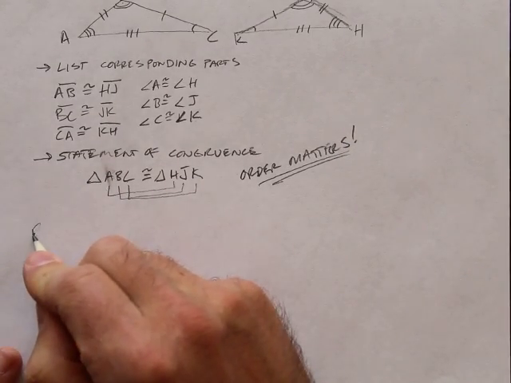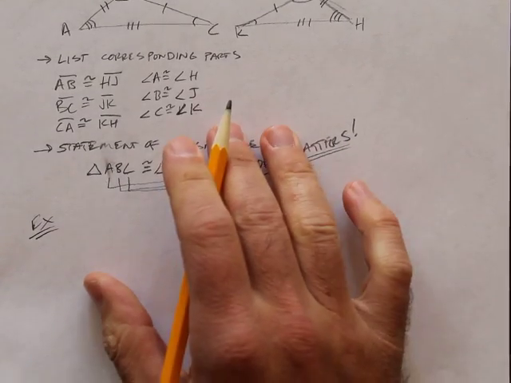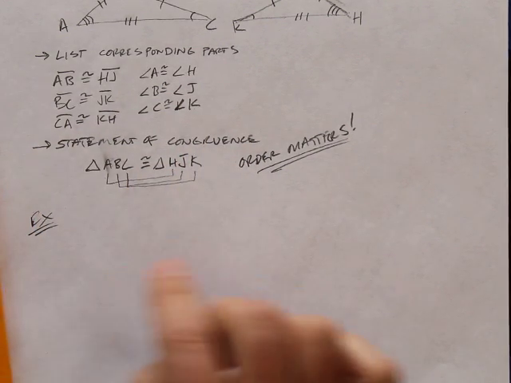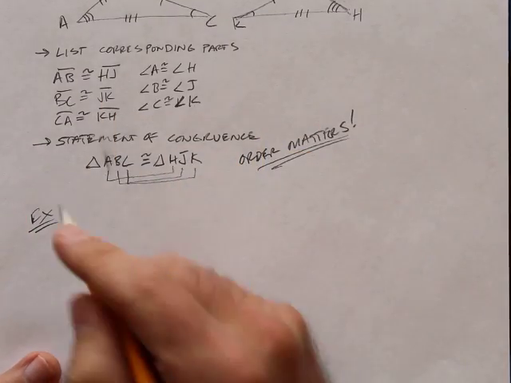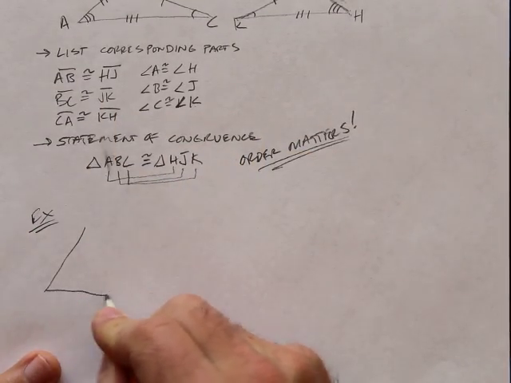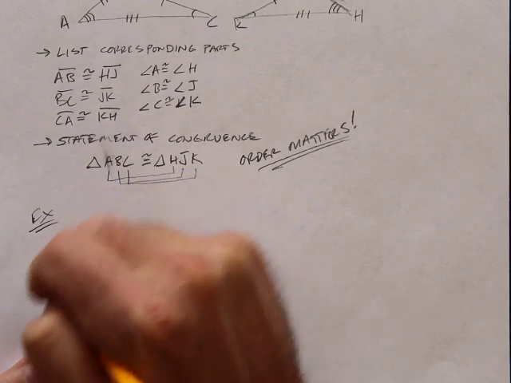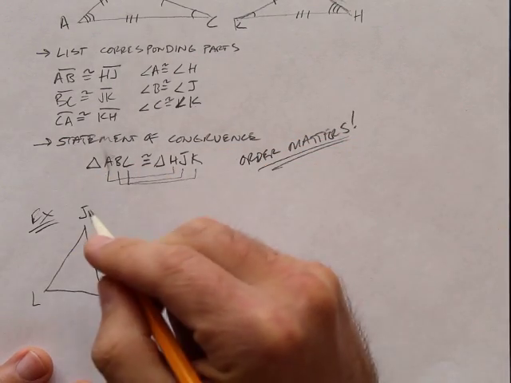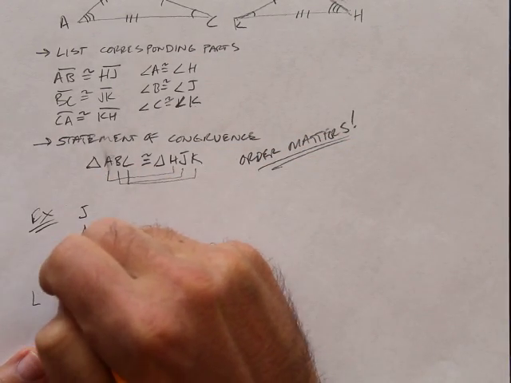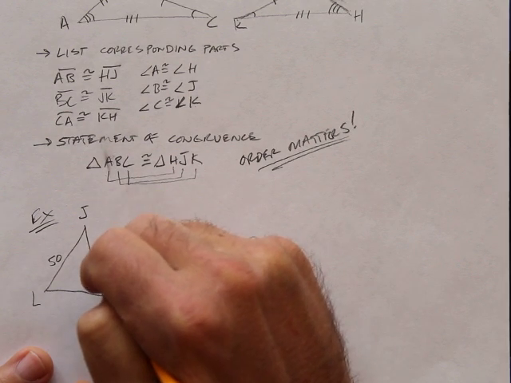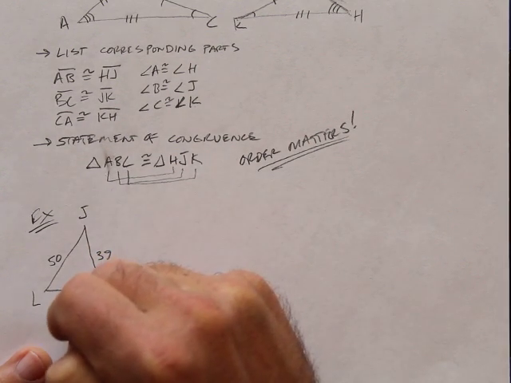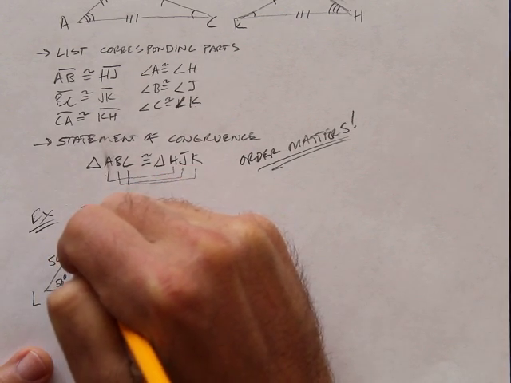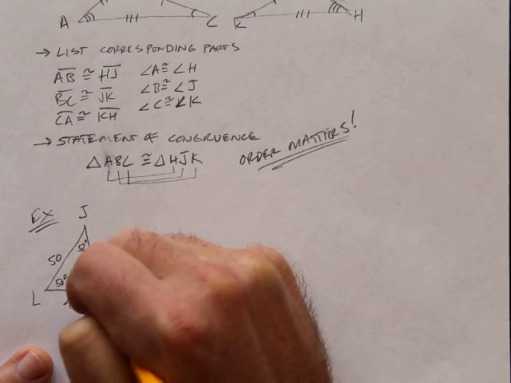So we're going to do an example here. I'm actually going to go ahead and do this as your first part. Well, actually, we'll finish this example here. Let's do this example. So this example is LKJ, and LJ is 50, JK is 39, and LK is 40. L is 50 degrees, J is 52 degrees, and K is 78 degrees.